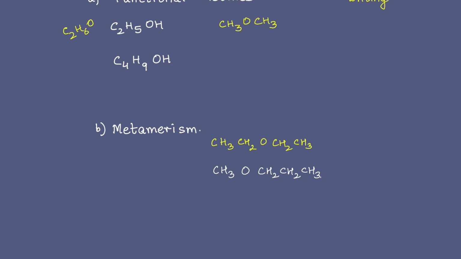What are metamers? Wherein the two alkyl groups on the sides of the oxygen are different. So if you notice over here, both of them have 4 carbon atoms, both of them have 10 hydrogen atoms, both of them have 1 oxygen. But where do they differ? They differ in the type of alkyl groups which are there on both the sides of the oxygen.